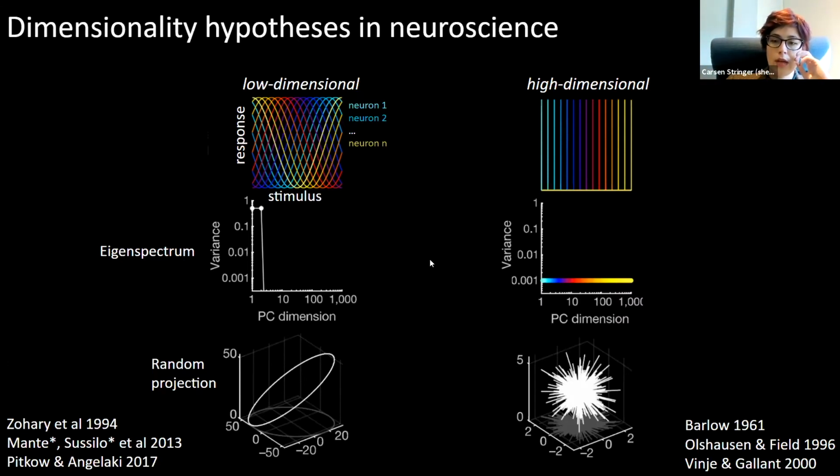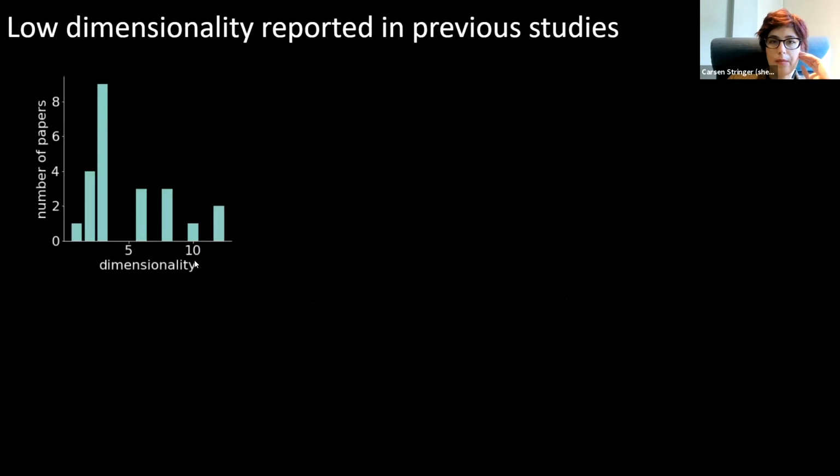Okay, and so many studies in the past have suggested that neural activity is low dimensional, and so that maybe we don't even need a high dimensional embedding algorithm to understand our data. But I'm going to show that that's not the case, that neural activity is high dimensional with a special type of structure.